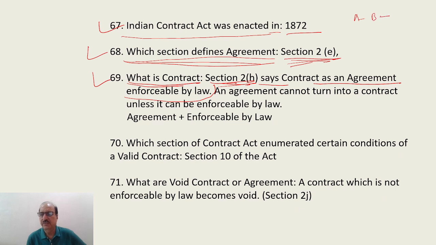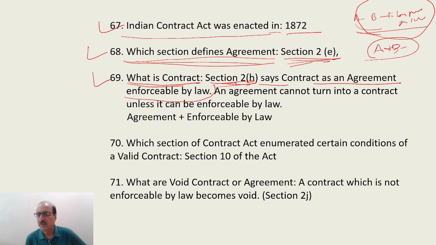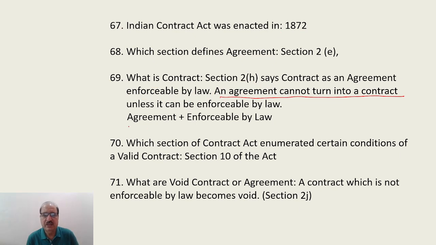A and B have come into an agreement to buy goods for 1 lakh. So this is a contract, because this is enforceable by law. But if A and B entered into a contract for wagering or for a lottery, then this will not be called a contract. So what is a contract? A contract is an agreement enforceable by law. Important to be seen: an agreement cannot turn into a contract unless it is enforceable by law.